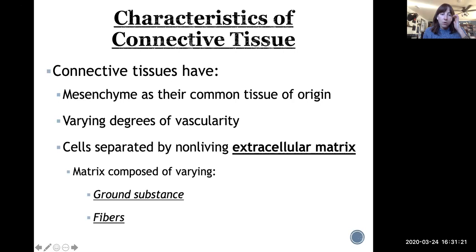Connective tissues all have certain things in common. These 3 points are important, so make sure you get down these 3 bullet points right here, okay? All connective tissue comes from mesenchyme. Mesenchyme, we will talk about more in a bit, but it is embryonic. It's an embryonic type of tissue from which all connective tissue originates.